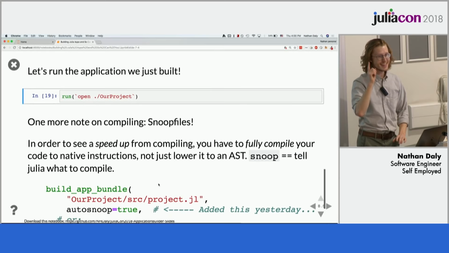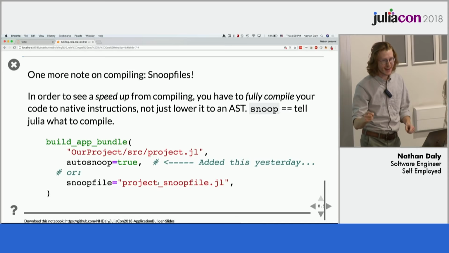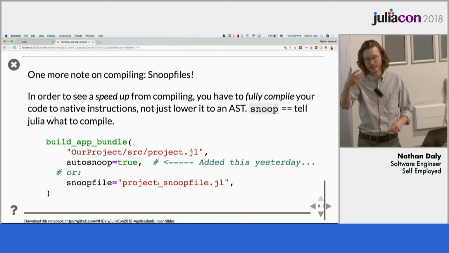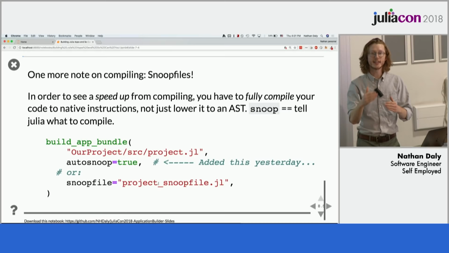That's right. I added one more thing. This week, I've learned some things. And one of the things that I learned is that I was lying to you earlier, and we weren't really compiling the code. We were simply lowering it. The same thing that happens when you import a package. All that happens when you execute a function, or the first time that you parse and execute a function in a file is it gets lowered, and it only gets compiled the first time you execute that function with a certain set of types.